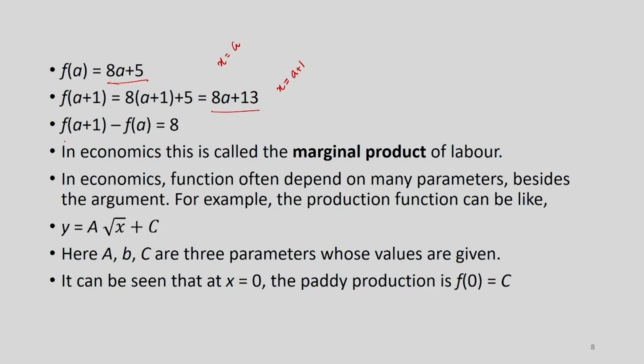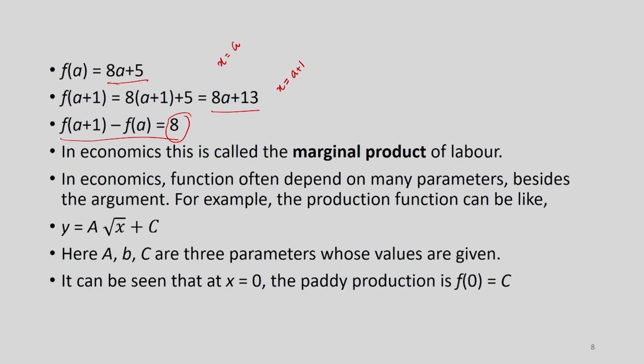So, what is the change in output, or change in the value of the function, when input is changing by just 1 unit? It is just this minus this, and if you do that, it will be 13 minus 5. What is 13 minus 5? It is 8. So, this is the change in the paddy production if the labor unit changes by 1 unit.